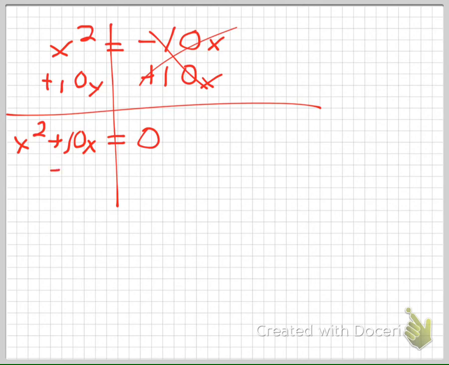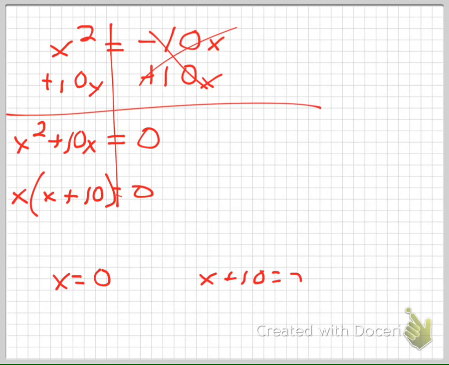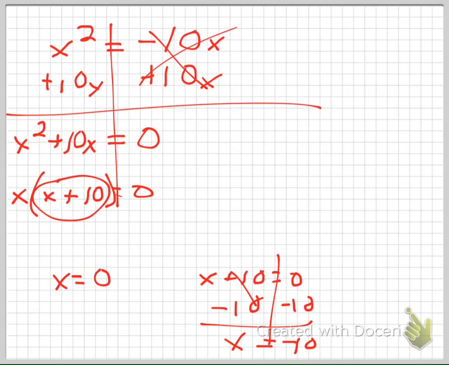Agreed? Now what do I do with this? Factor it. What can I pull out? An x. That leaves me with x plus 10 equals 0. Now you can make the two equations, x equals 0 or x plus 10 equals 0. Minus 10, x equals negative 10. So the answer would be x equals negative 10, comma 0.